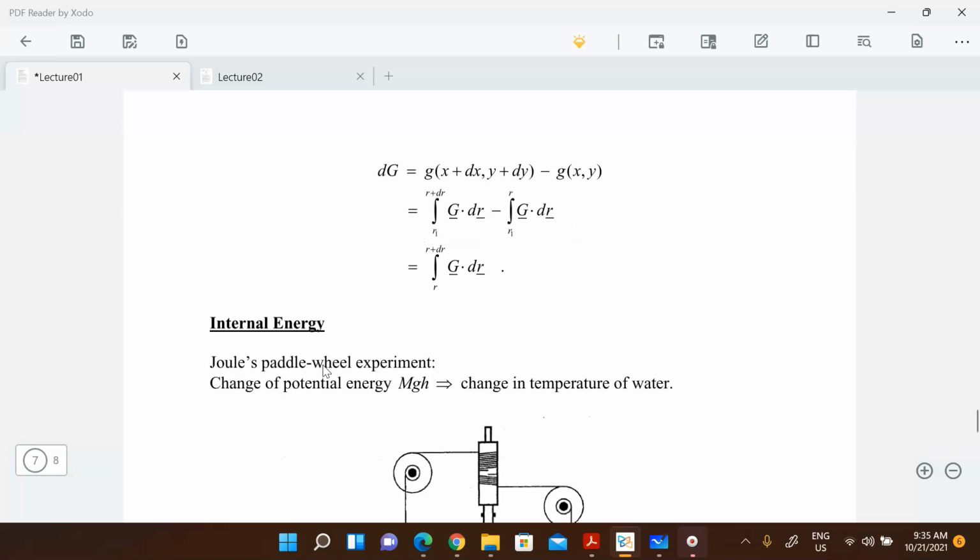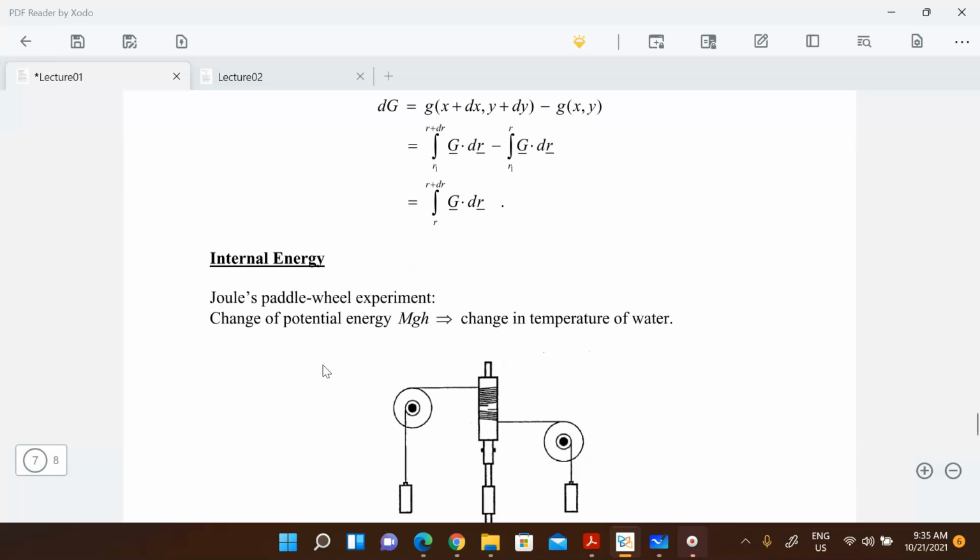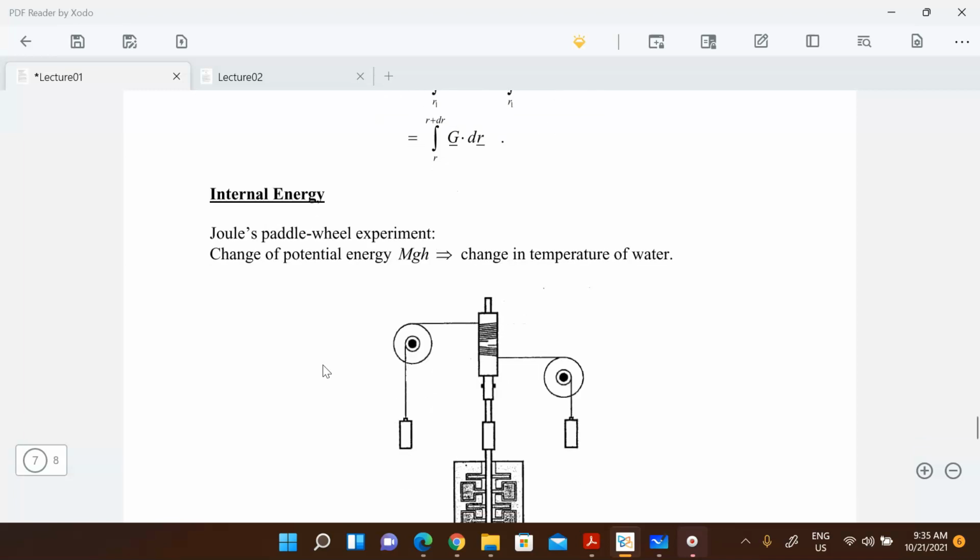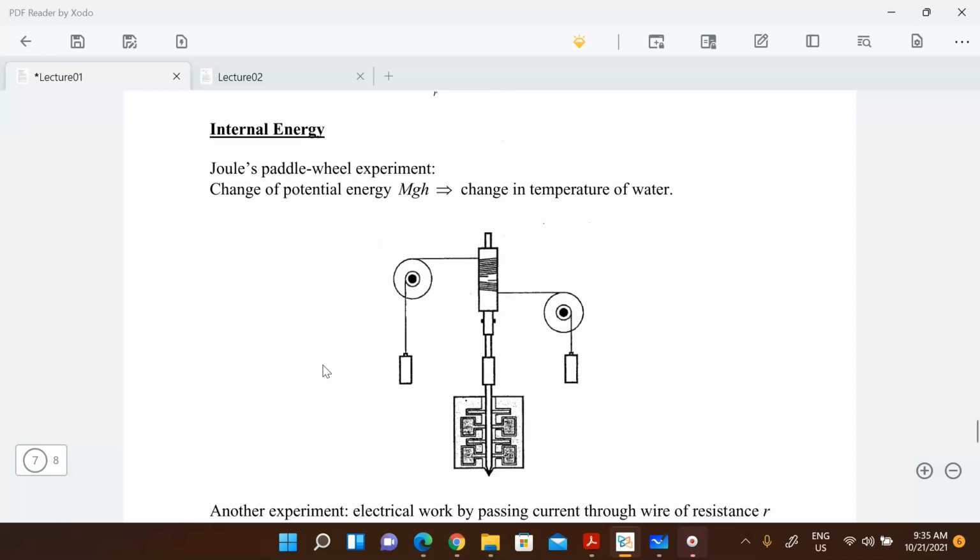So the first one would be what we call internal energy. Internal energy is just like what it says. That means you can have a system storing some kind of energy. The one that should be of interest to us is done in the book. You can read up the history of this. It's Joule's paddle wheel experiment.